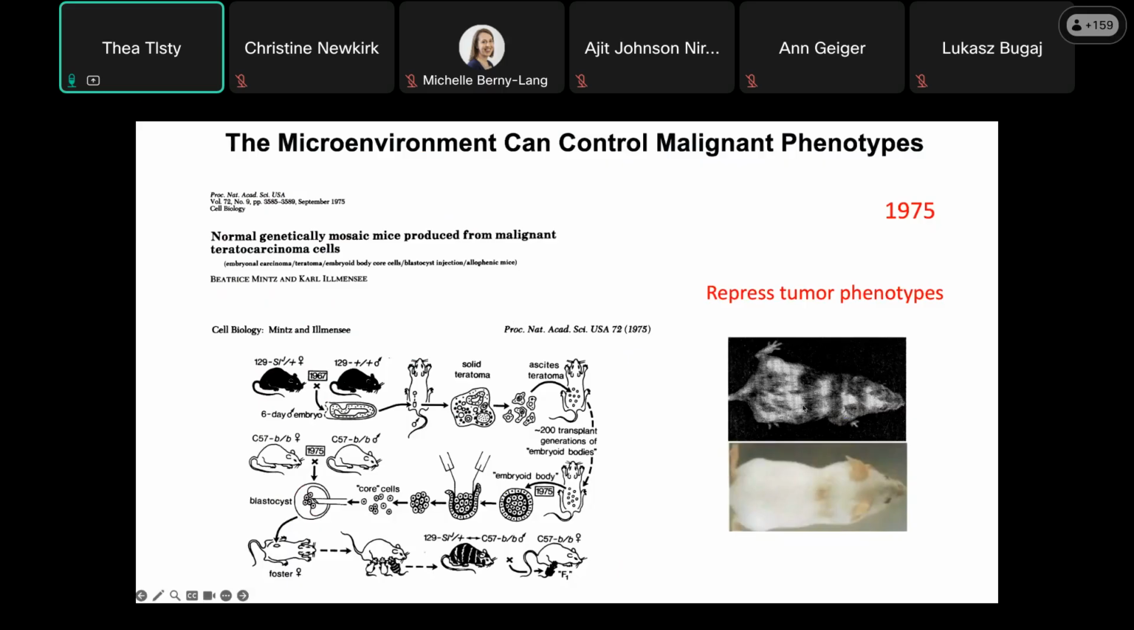And here you see this pup. Of course, they used both molecular as well as phenotypic traits to make this point. This pup did not have cancer. It went on to grow up. It was perfectly fertile. It had a family of its own, telling us that the microenvironment can control malignant phenotypes.